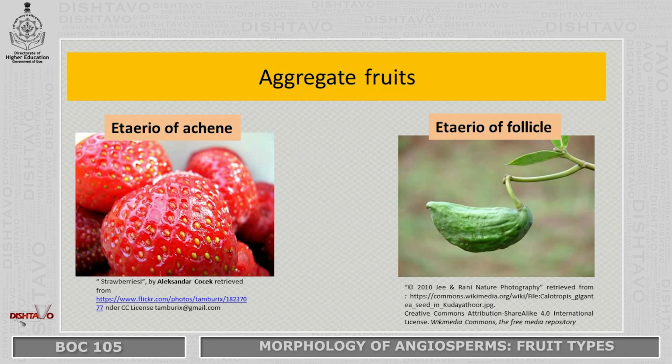The next class of fruits is aggregate fruit. Here the ovary turns into a fruitlet and the aggregation of fruitlets forms the etaerio. So we have etaerio of achenes and etaerio of follicles as examples of the aggregate fruits.